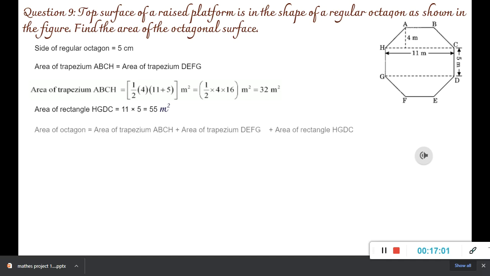Now what is the area of the octagonal figure? That is equal to the area of trapezium ABCH plus the area of trapezium DEFG plus the area of rectangle HGDC. That means 32 meters square plus 32 meters square plus 55 meters square, which is equal to 119 meters square.